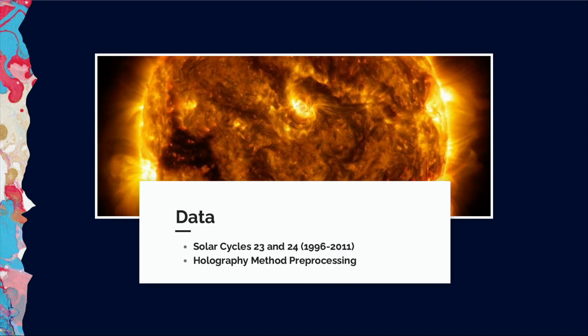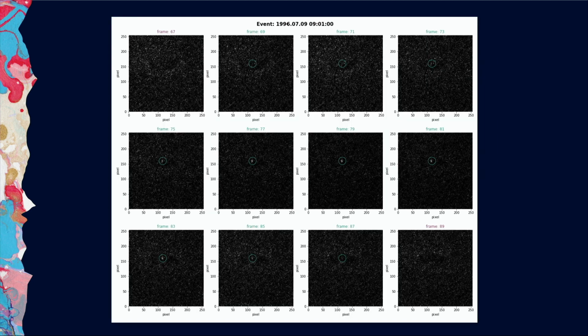Now, let's go through the data. We took solar cycles 23 and 24, going from 1996 to 2011, and we used the holography method pre-processing to obtain these acoustic emission maps. These are characterized especially by having a dark spot, usually in the center, which is the active region. In this dark spot, sunquakes may be detected manually, and they are seen as an increase in the intensity of a portion of pixels, as we can see here, over a duration of 8 minutes.